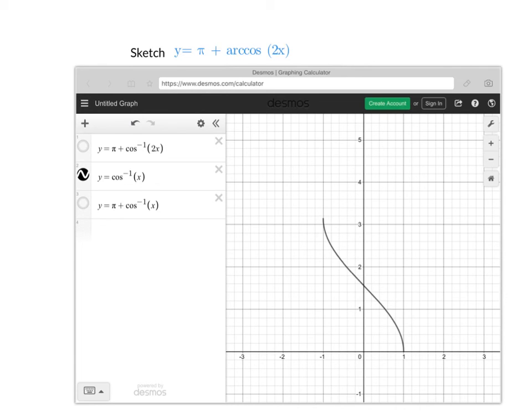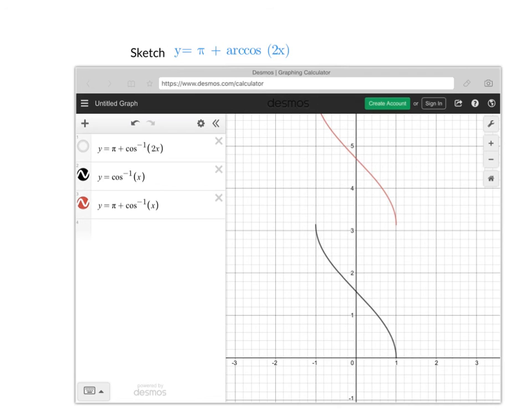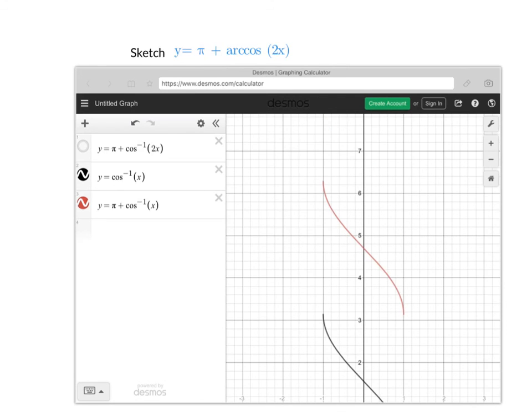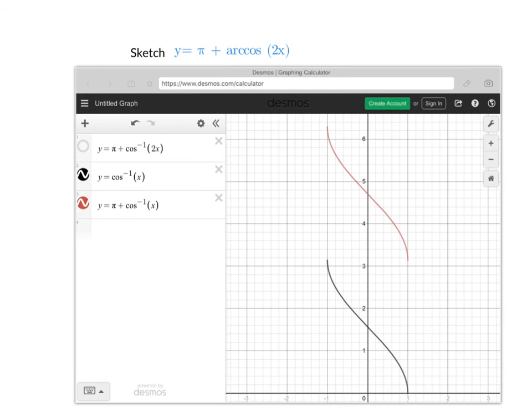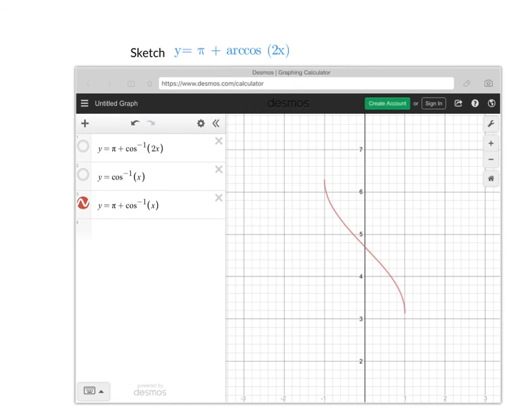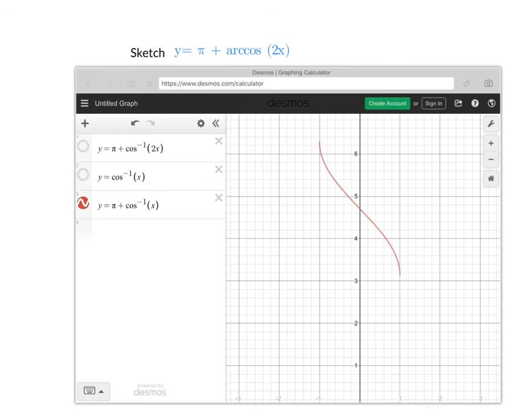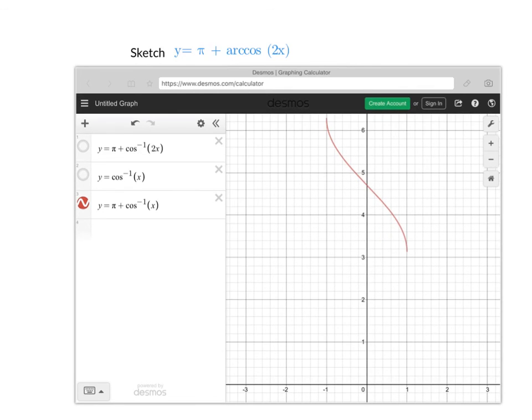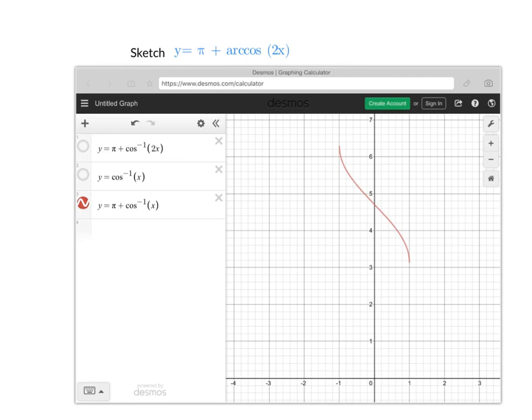When I add pi to that, you can see it just shifts up. It's a translation by 0, pi, parallel to the y-axis. So if I get rid of my original one there, you can see that's pi plus arc cos x. Well, what we're sketching is pi plus arc cos 2x. So we're changing the input. So it's going to be a stretch. Remember, it's going to be a stretch parallel to the x-axis, scale factor 1/2. So this graph is going to squash. There you go. There's your new graph.